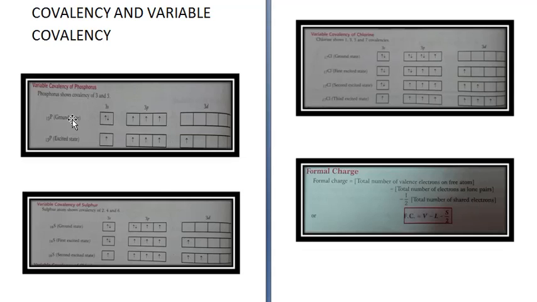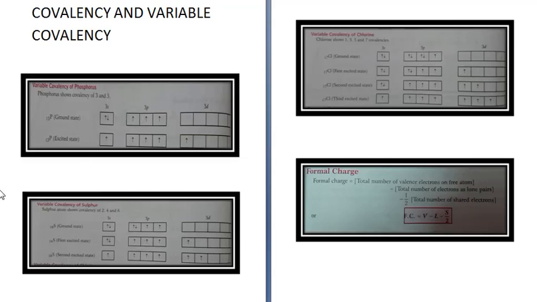In the ground state, phosphorus has atomic number 15, so it is 3s2, 3p3, and 3d is vacant. In the excited state, when some energy is provided, from the 2 electrons present in the s orbital, 1 electron jumps to 3d. Now it has 3s1, 3p3 and 3d1. So it has 5 unpaired electrons and shows a covalency of 5.